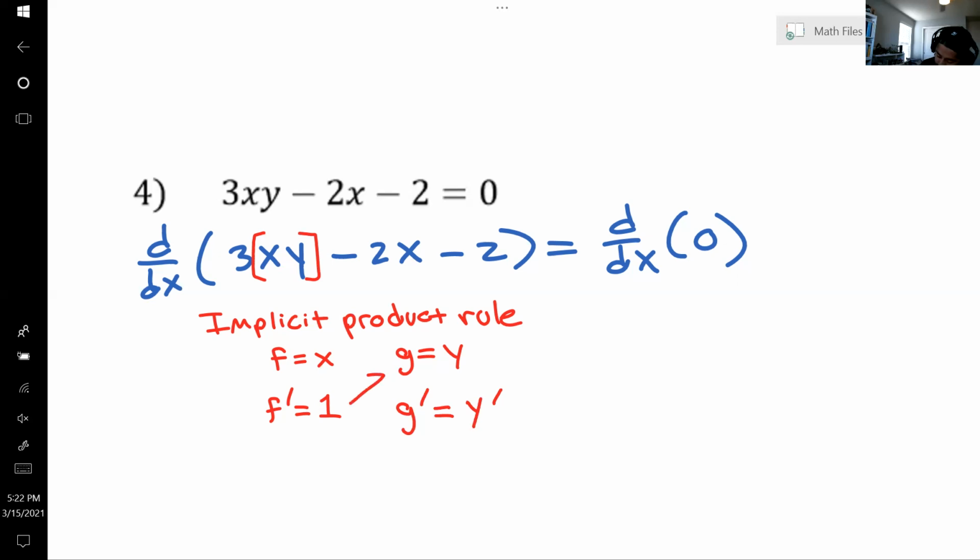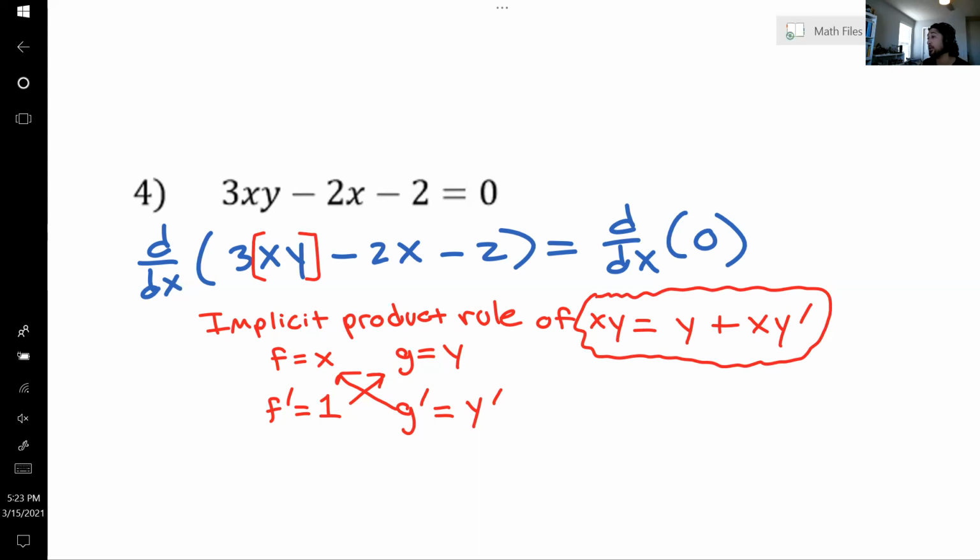Now let's finish up this product rule. The implicit product rule of x times y, f prime g plus g prime f, is going to give you y plus y prime x, which I like to write as x y prime. So go ahead and save this somewhere to save you some time in case you ever need to take an implicit product rule of x times y. This will always be the formula.